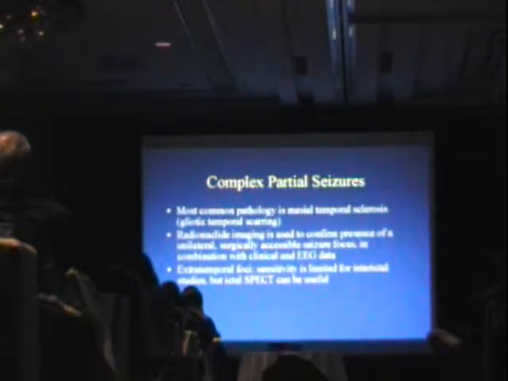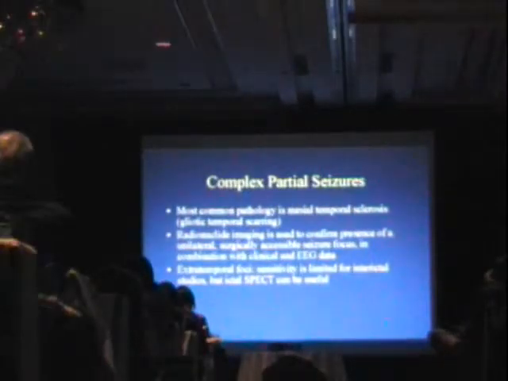Epilepsy imaging, another common indication for brain scans. The kind of epilepsy we're looking at is complex partial seizures. There are many kinds of epilepsy. Most of them are handled by the clinicians without us. The reason why we come into play here is because we're trying to identify patients who are candidates for surgical correction. And so the most common pathology for these patients is something called mesial temporal sclerosis. It's a scarring of the temporal lobe. And so we're looking for a unilateral, surgically accessible focus that can be treated.